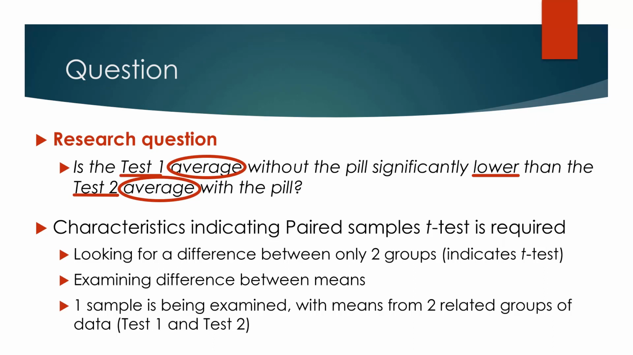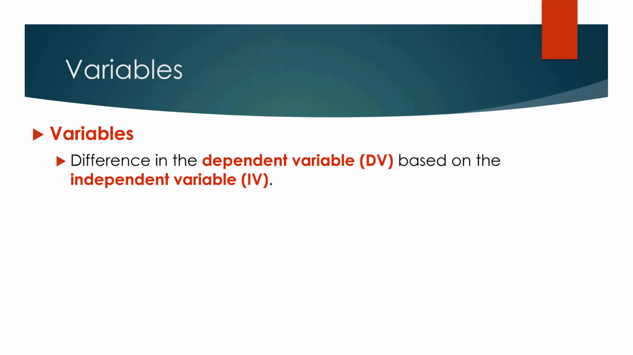Now, why are our test 1 and test 2 groups related to each other? Because they're the same exact people, right? The same people who took test 1 are the same people who take test 2. They are related to each other because you are related to yourself, right? You're the same people. So that is why we would use a paired samples t-test, because we're studying the same group at 2 different times. So they are naturally going to be related to each other, those 2 groups, okay? So those are some characteristics of the paired samples t-test in the research question.